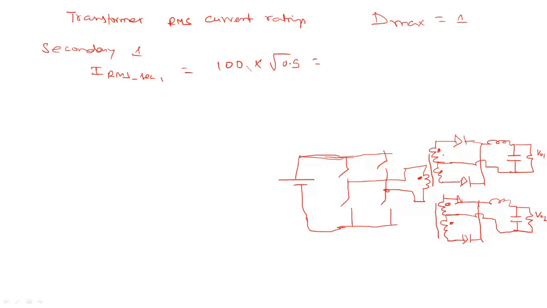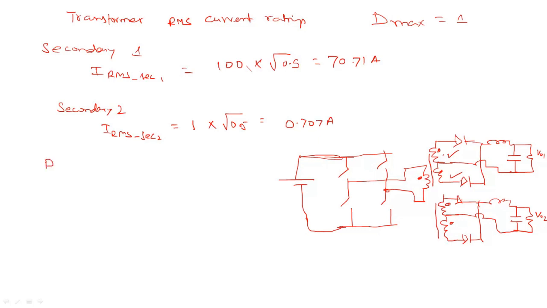So that's 70.71 amperes. That would be the RMS current in both of these 2 secondary windings corresponding to the first output. Similarly for secondary 2, the IRMS of secondary 2 would be its own inductor current, which is a maximum of 1 ampere times the same square root of 0.5. So it's 0.7.